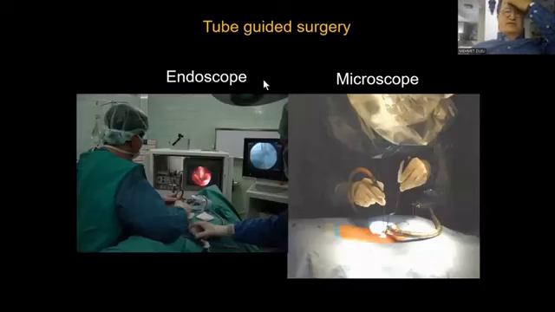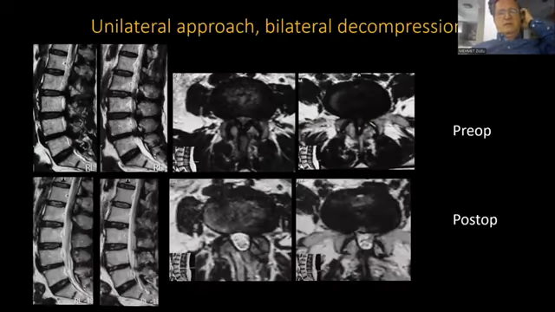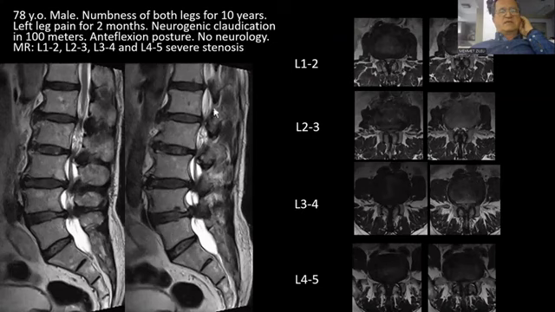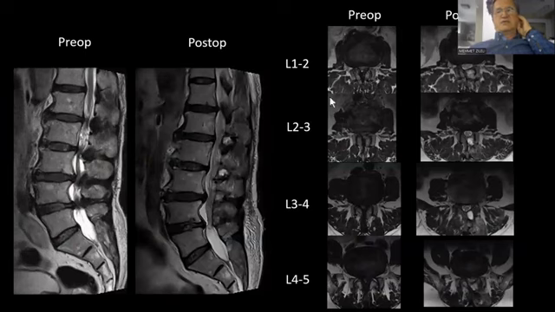I started with the endoscope, then switched to the microscope, and as you see in this case, I make two-level decompressions. The above axial images are before and after surgery, even for 4 levels, like you see from L1-2 to L4-5, with 4 small incisions. And you see on the left before surgery and on the right after surgery decompressions.